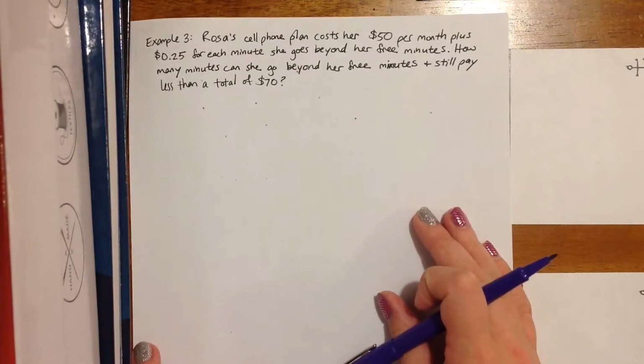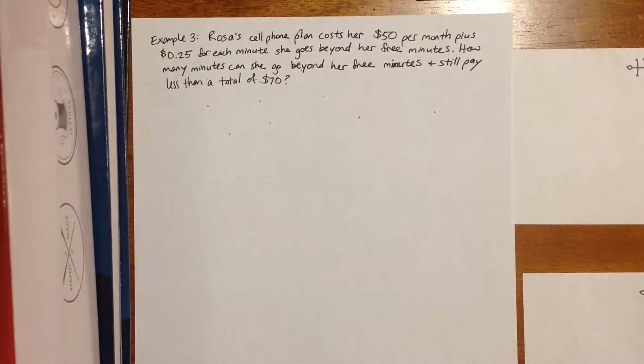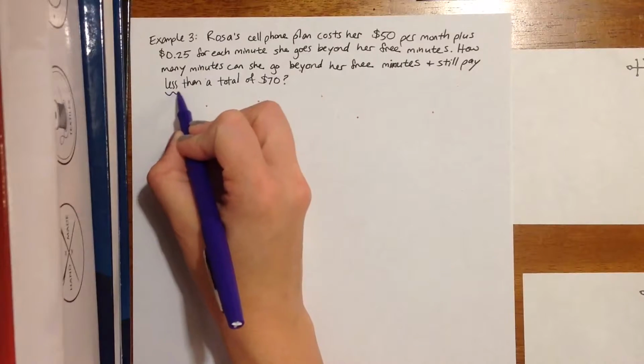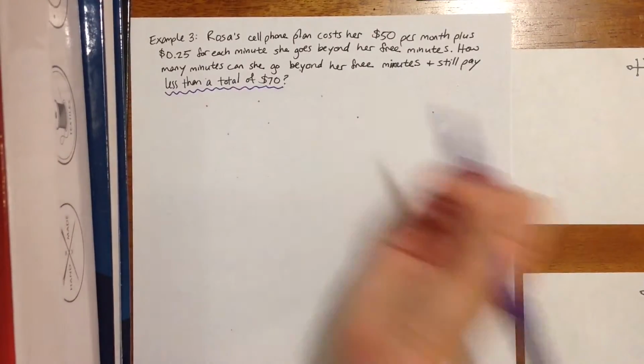Talking about a word problem. This is written on your paper too. Rosa's cell phone plan costs her $50 per month plus 25 cents for each minute she goes beyond her free minutes. How many minutes can she go beyond her free minutes and still pay less than a total of $70? So I need to declare a variable to write this inequality. Because she can pay less than 70, that's fine, but she does not want to go over 70. Less than a total of 70 is key.